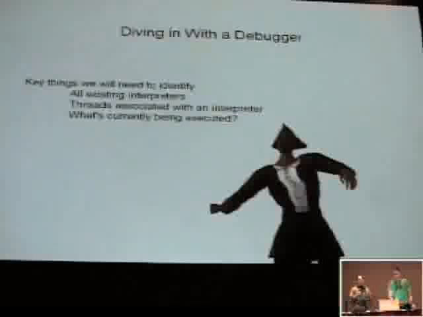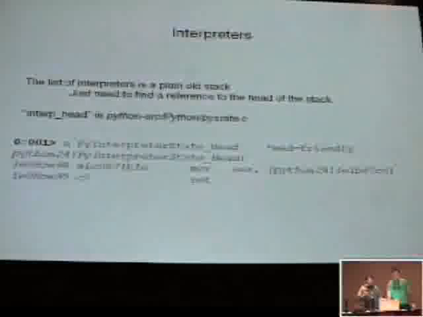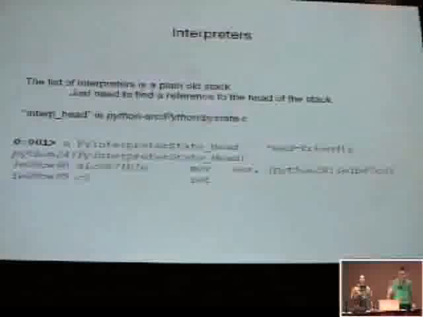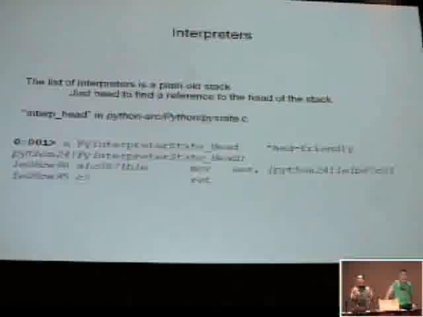So that would pretty much answer every question anyone would want to know if they want to look at something statically and identify what code object is being executed at a certain time. So interpreters, it's just a plain, simple stack. It's a pointer. The key thing is it's not exported by the Python DLL, so we need to find some way of identifying the head of the stack so we could enumerate every single interpreter that's currently running.